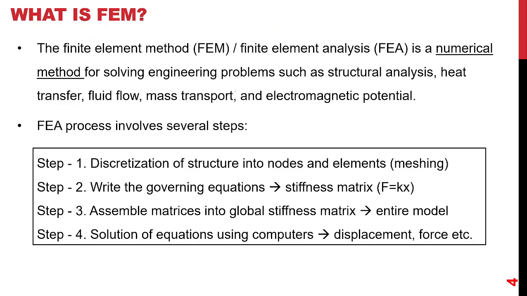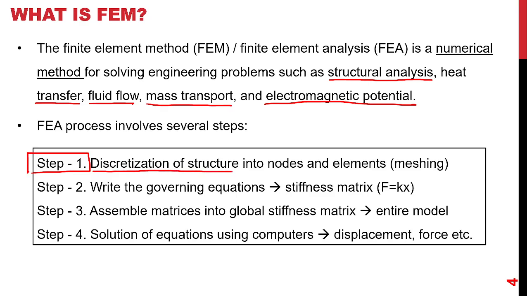So what is finite element method? Finite element method is a numerical method to solve engineering problems such as structural analysis, heat transfer, fluid flow, even mass transport, and also something called electromagnetic potential. FEA involves 4 steps. Step 1 is something called discretization of structure into nodes and elements. What is this? We will learn later.